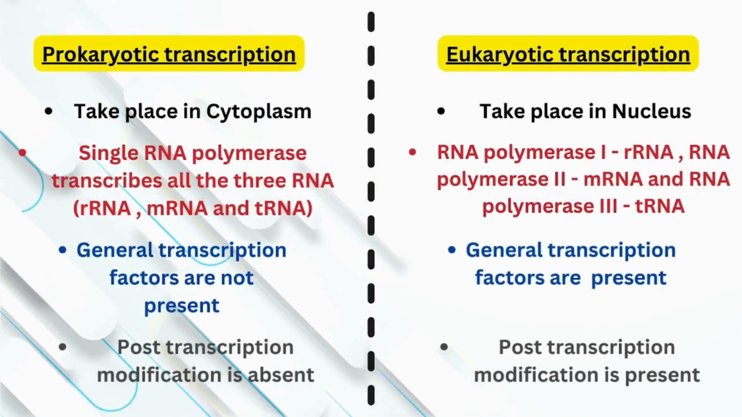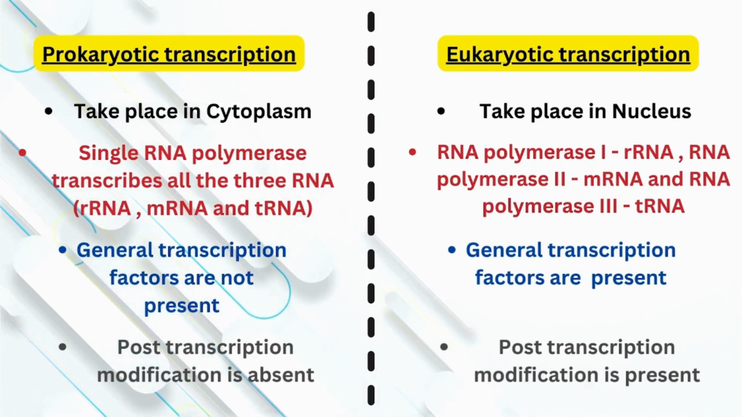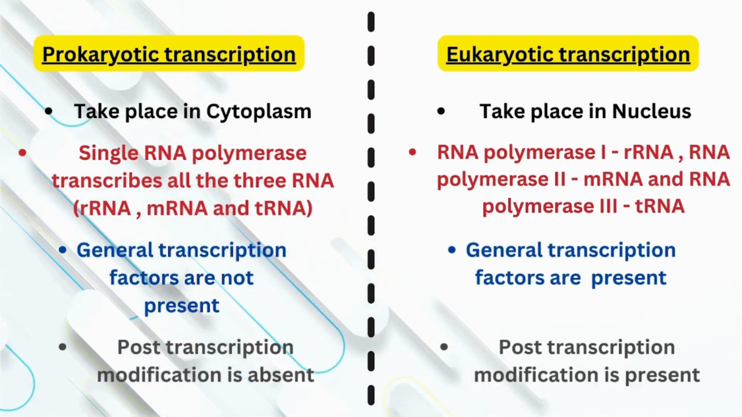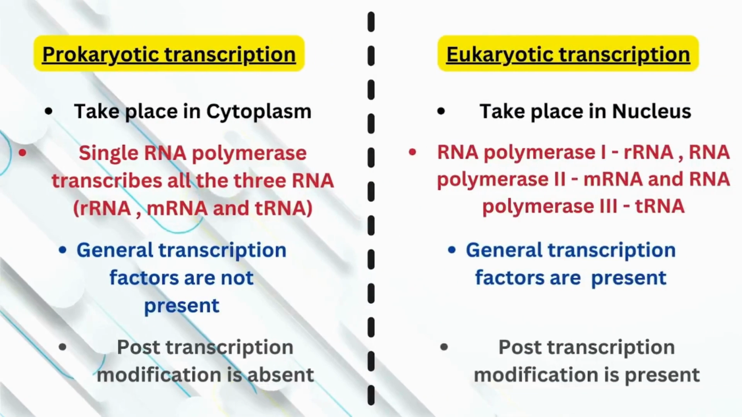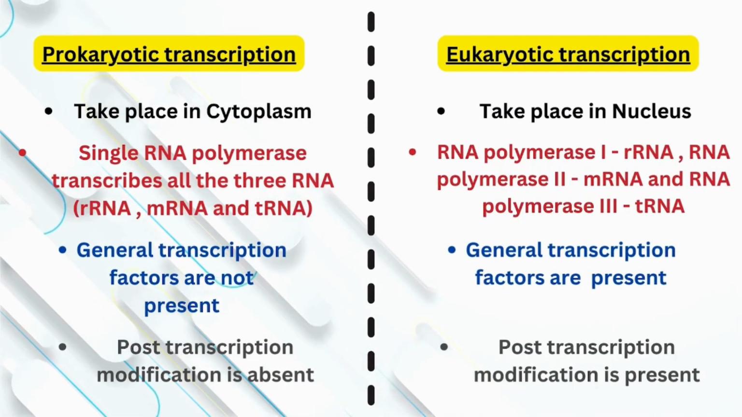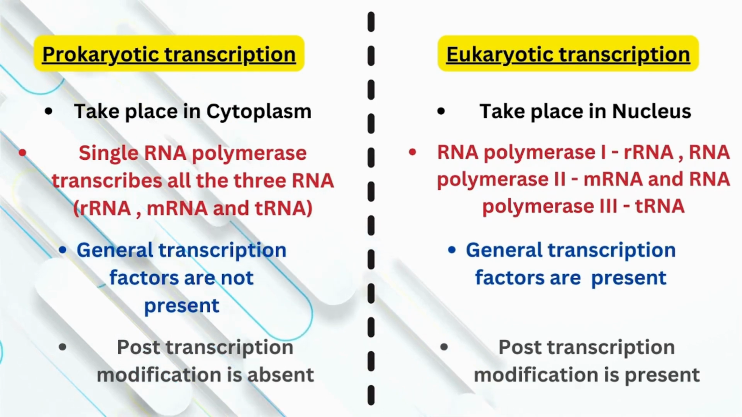In prokaryotic transcription, post-transcriptional modification is absent, whereas in eukaryotic transcription, post-transcriptional modifications are present. That means you will observe splicing, capping and tailing in the case of eukaryotic transcription.